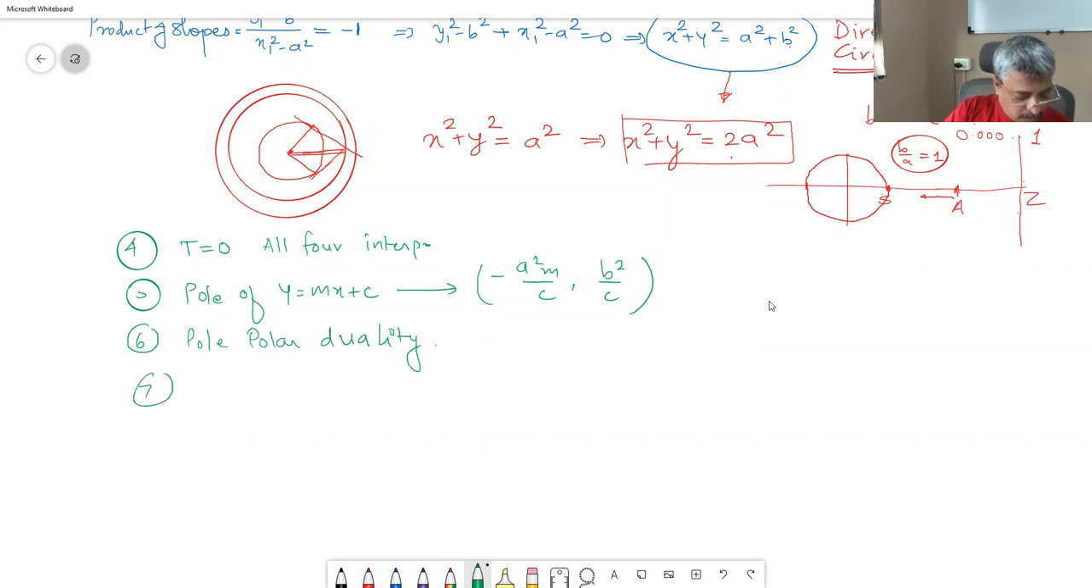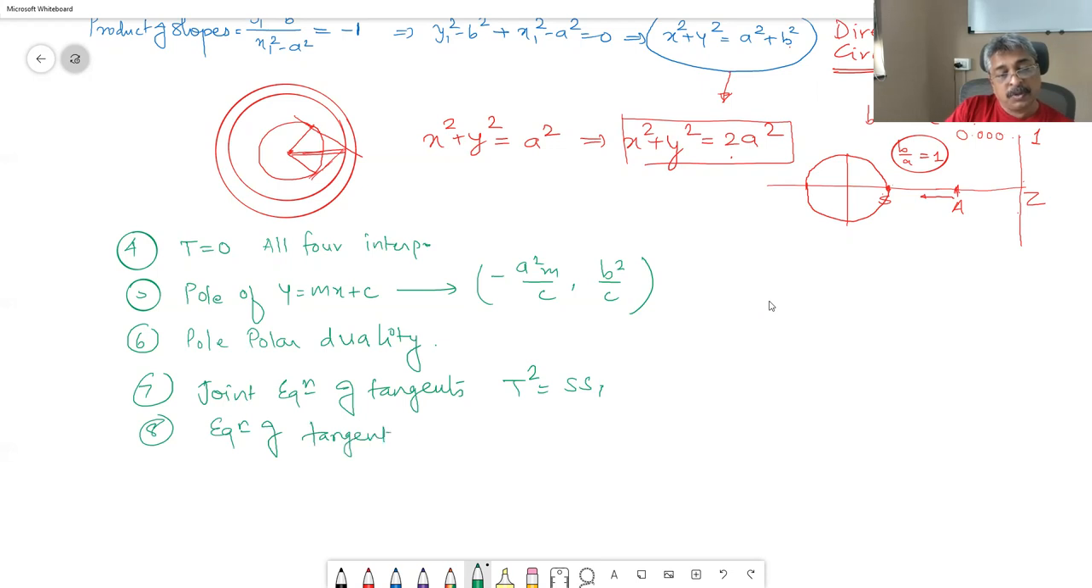Seven, joint equation of tangents, which is T square is equal to SS1. Eight, equation of tangent in terms of midpoint: T is equal to S1. These are very common things.